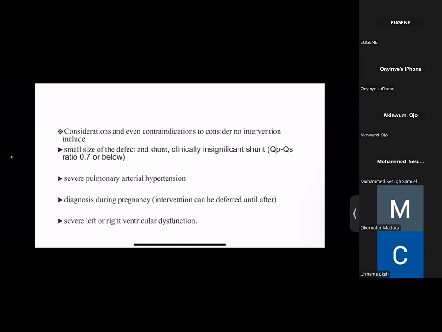Contraindications for doing a surgery: if a patient doesn't have a clinically significant shunt, that is, you measure the QpQs and it's actually less than 0.7. Patients who have severe pulmonary hypertension, if you make a diagnosis in pregnancy, or if patients now have severe left to right ventricular dysfunction, surgery is contraindicated.